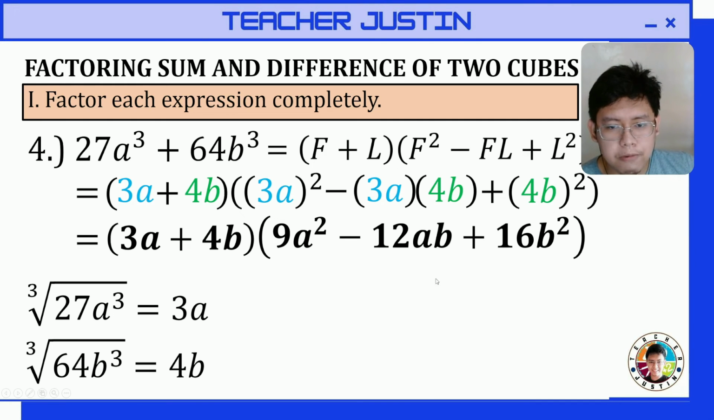So, this will be our factor. 3a plus 4b and 9a squared minus 12ab plus 16b squared. And that's it. Ta-da! Alright.